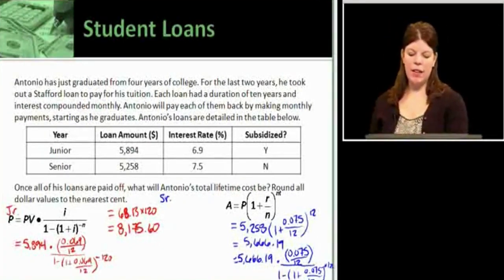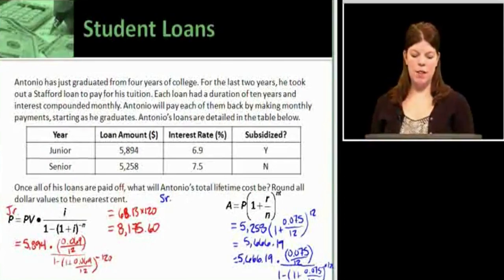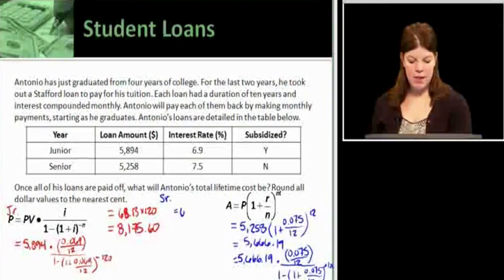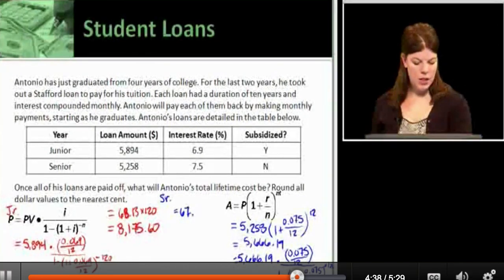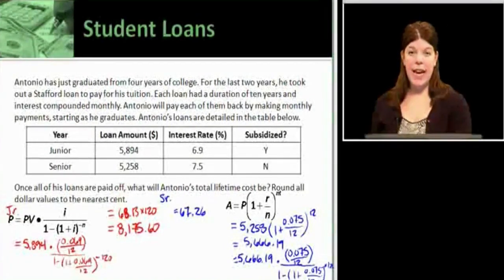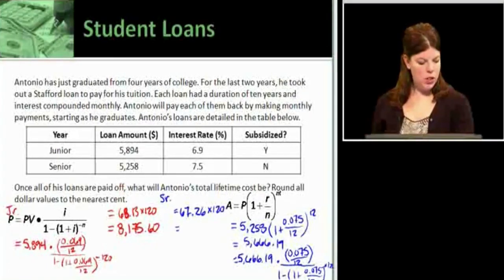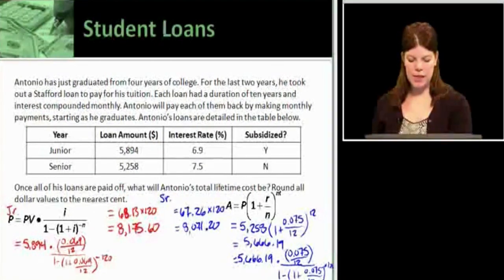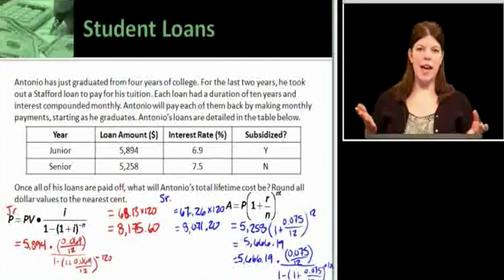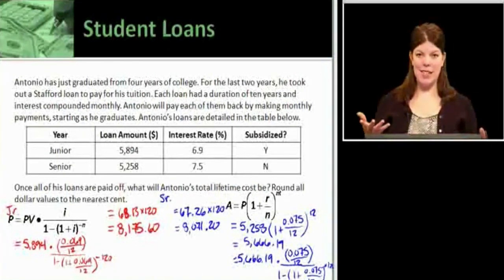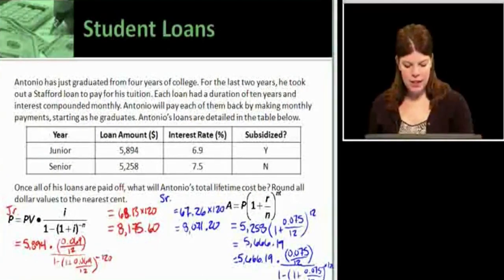Okay, so you calculate this and you find that for his senior year, his monthly payments are $67.26. And again, we have to multiply this by 120 to find how much for the lifetime of the loan, which gives us $8,071.20. To find the total, I just have to add his junior year and his senior year together.